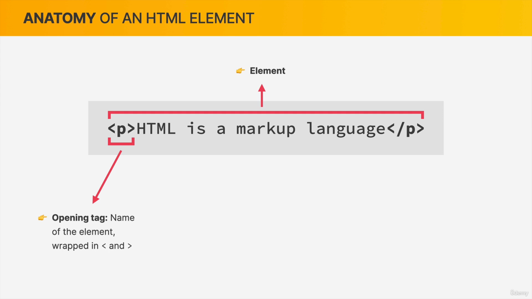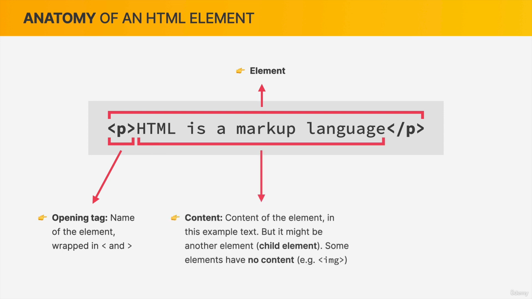So in this case, it's the P, wrapped in the less than and the greater than symbols. Probably they have some other names, but that's how I like to call these symbols. So it's less than, P, and then greater than. Then after that, we have the content of the element. So in this example, that is just text, but there might be other types of content. For example, an element can contain in itself another element, which we then call a child element.